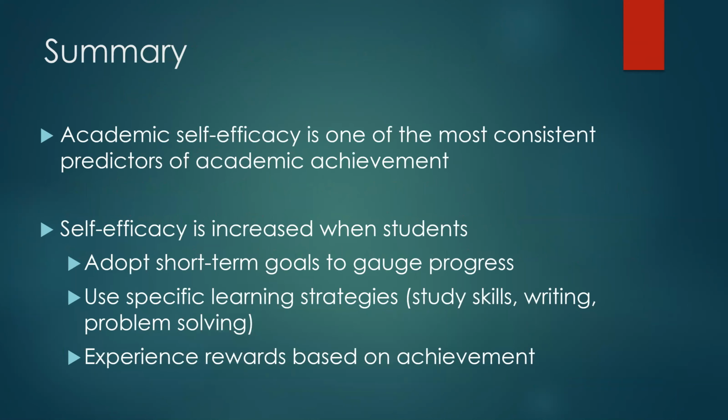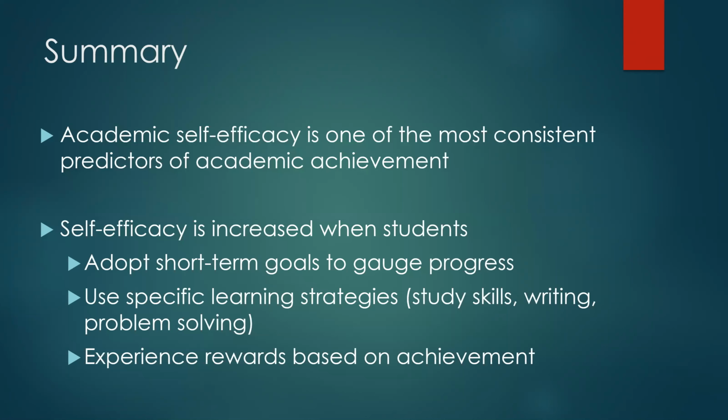Since we're getting right on time here, in summary then, academic self-efficacy is, research has shown us, one of the most consistent predictors. It's not the only, but it's one of the most consistent predictors of our academic achievement. I think you can see why it would be such a consistent predictor. And overall self-efficacy does increase when students adopt those short-term goals and they gauge their progress towards an end goal, right?